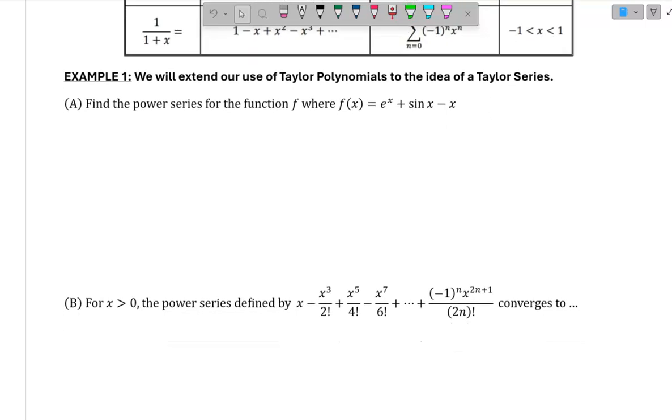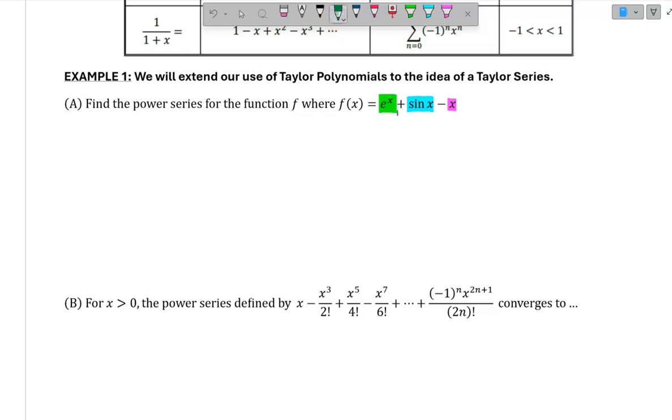So in the first example, we are going to find the power series for the function f as e to the x plus sine of x minus x. Now the directions don't say how many terms we're going to write, so what I'm just going to do for this first one is have kind of a loose expectation. We're just going to write everything out and maybe write the first 5 to 6 terms until we start to see some things that we're noticing as we're going through there.